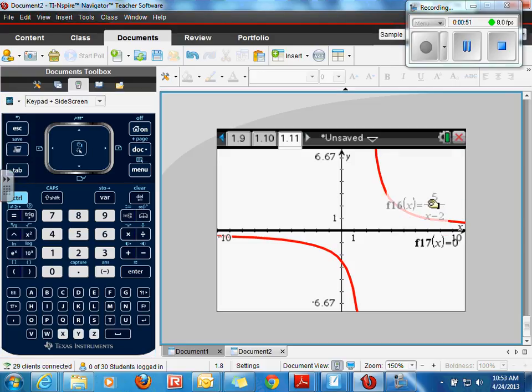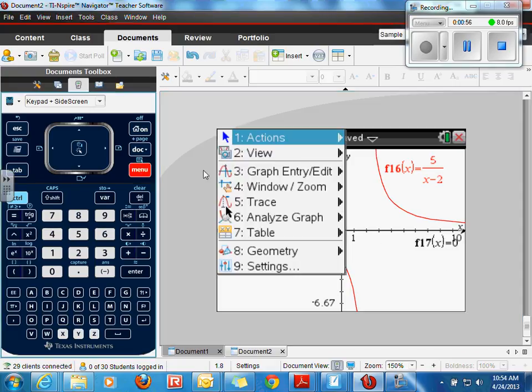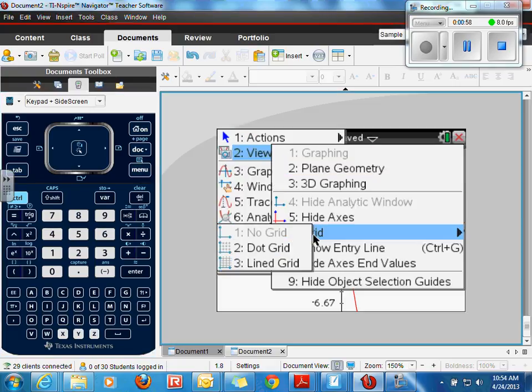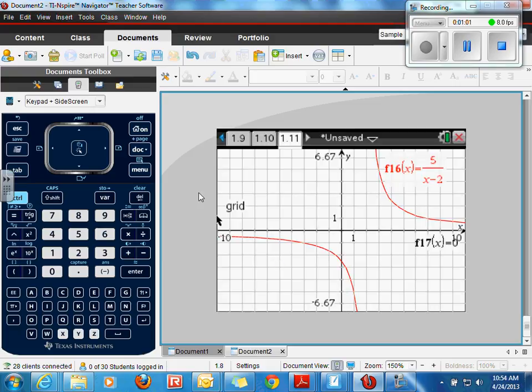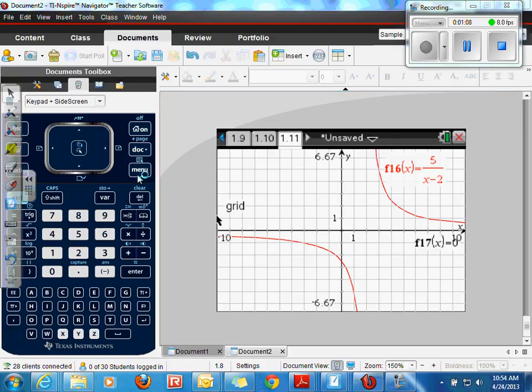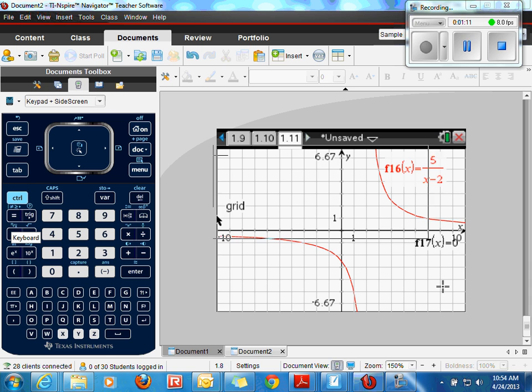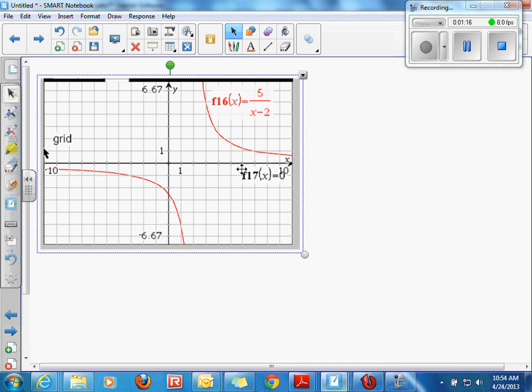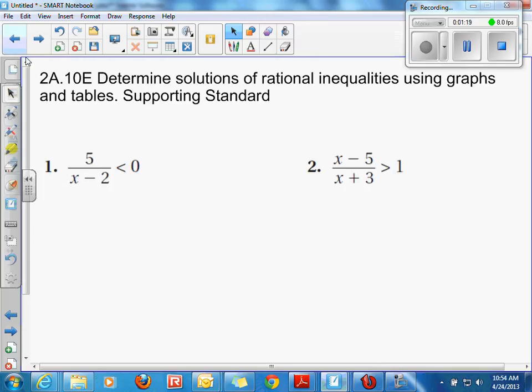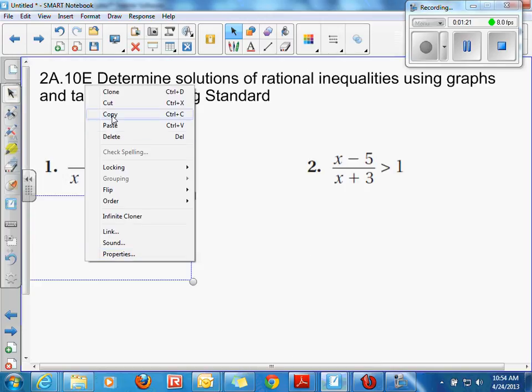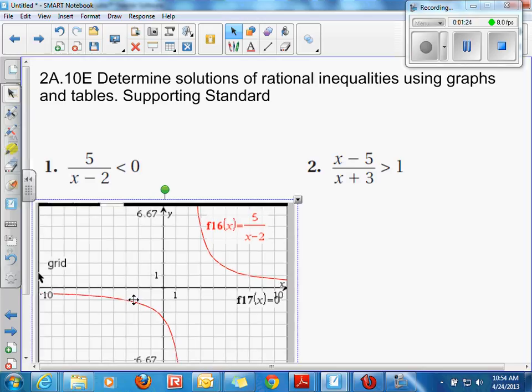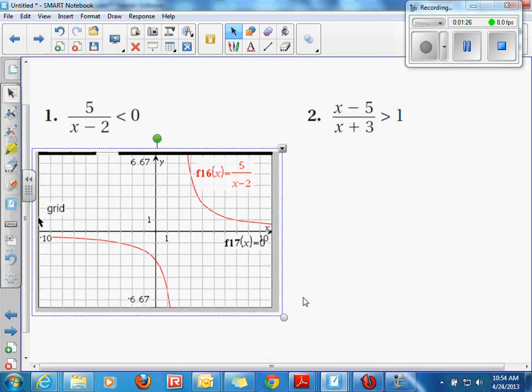I also like to see the grid. So I'm going to go menu, view, grid, line grid. And you don't have to do that, but I really like to see that on my graph. I'm going to snapshot this so that we can go and write on it easily. Okay, so there's my graph for that equation.